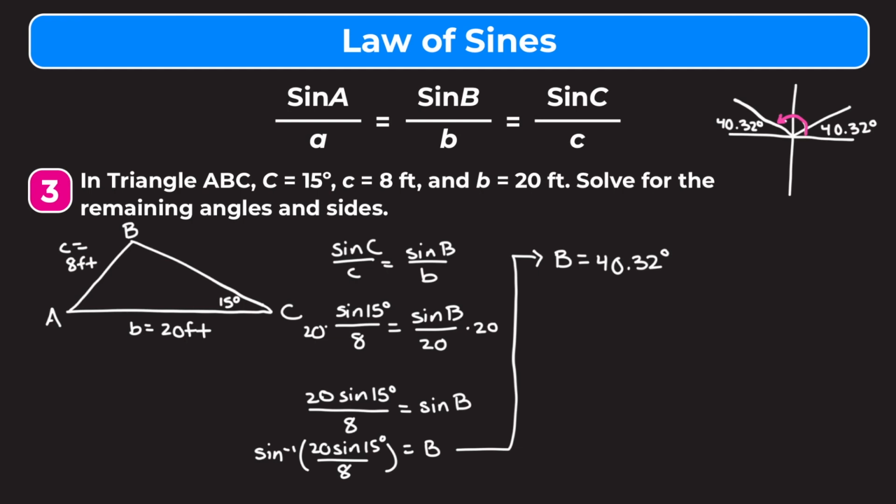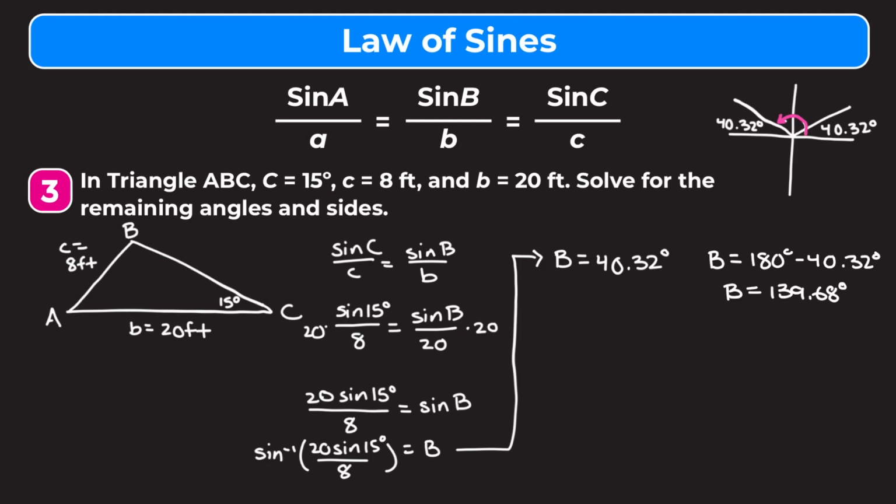So while our calculator told us that the sine inverse of this expression down here, of 20 sine 15 over 8, is equal to 40.32, we know that it can also be equal to this other pink angle, which is going to be 180 degrees minus 40.32. And if we do that, we get that B can also equal 139.68 degrees. If you want to check, you can type in the sine of 40.32 degrees and the sine of 139.68 degrees, and you will get the same answer in your calculator.